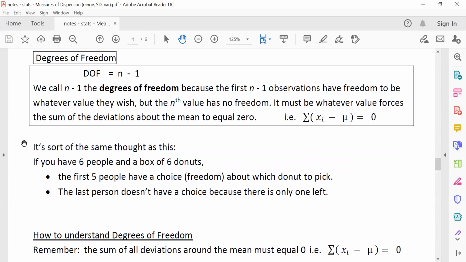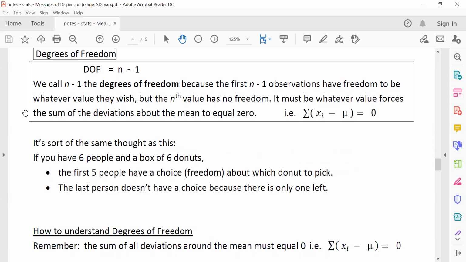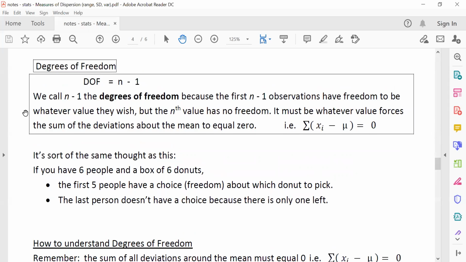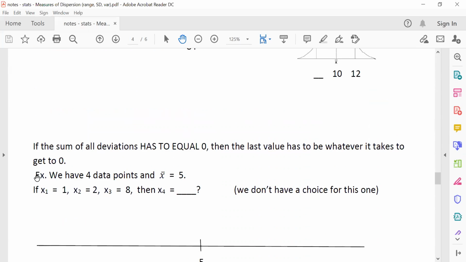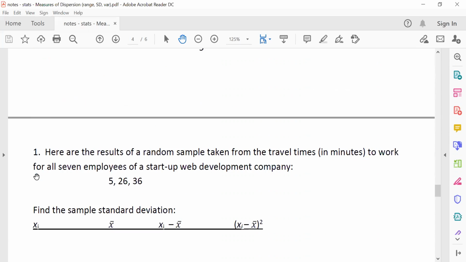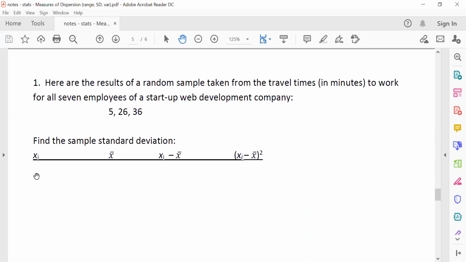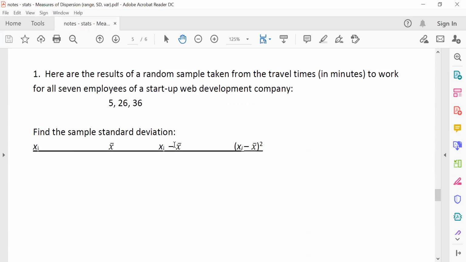Well, we can talk about something called degrees of freedom. This is really the driving force behind why we have to divide by n-1. Again, I'm not so worried about all that. It's a very long definition. Okay, so we have those 7 employees at the company.